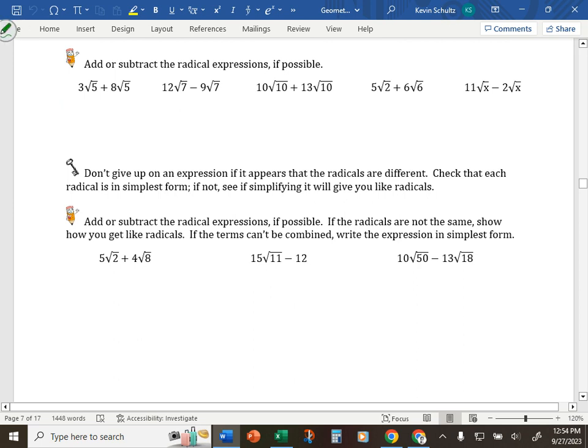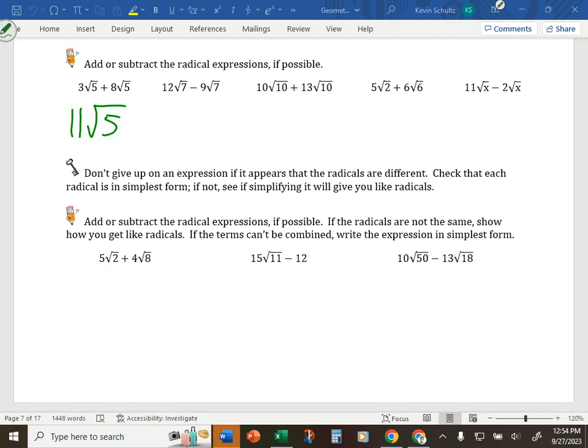A little bit of practice here. 3 root 5 plus 8 root 5. Let's run through our checklist. Are the roots the same? Yes. If you have 3 root 5s, get 8 more root 5s, how many root 5s do you have? 11 root 5. Right? The root does not change. Like the denominator of a fraction, like the variable with combining like terms, the root does not change.